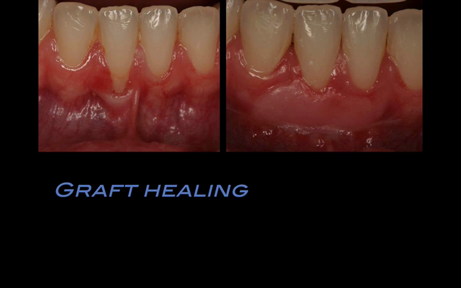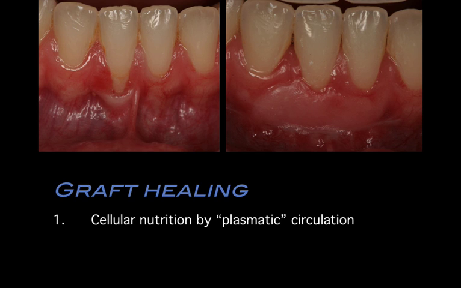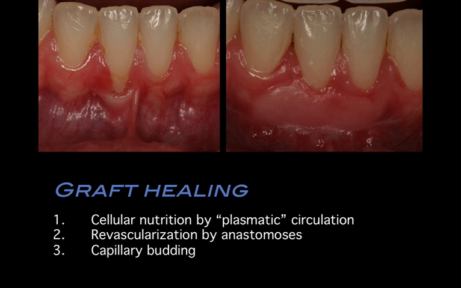The reason this graft works so great, and I have to say the success rates are in the high 90s, is that the graft itself is placed on a very vascular area. Initially, it's getting its vascularity through the plasma, through plasmatic circulation. No actual vascularity into the graft, but it stays alive just through the plasma. Eventually, it gets revascularized through the surrounding tissue, and at some point, it'll form its own tissue.